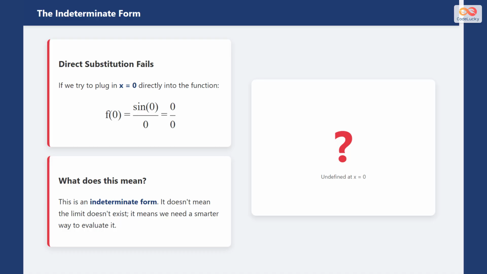Let's start by looking at what happens if we simply try to plug in 0. The sine of 0 is 0, and the denominator becomes 0. This gives us 0 divided by 0. In mathematics, this is called an indeterminate form. It does not mean the answer is undefined or does not exist. It simply means we cannot calculate it directly and need to investigate further.